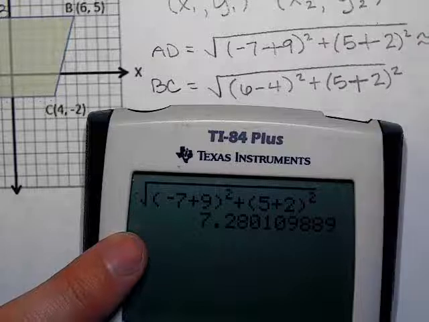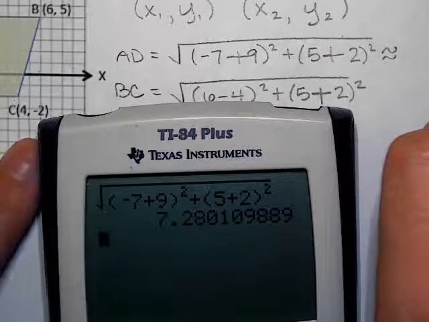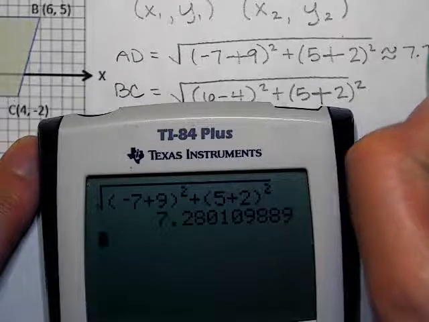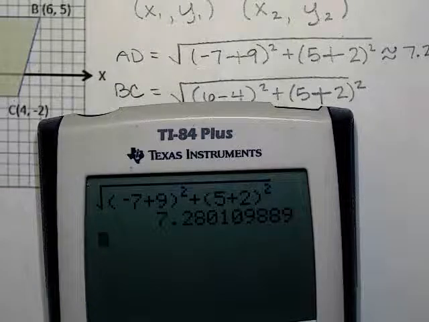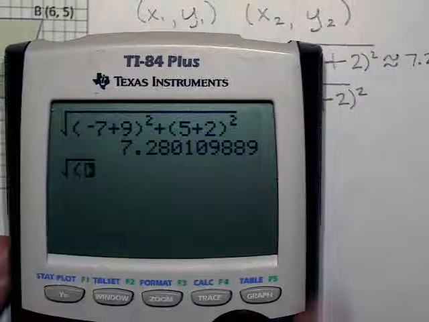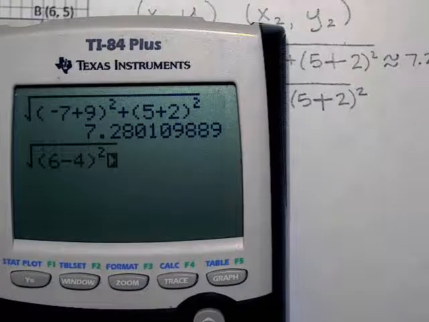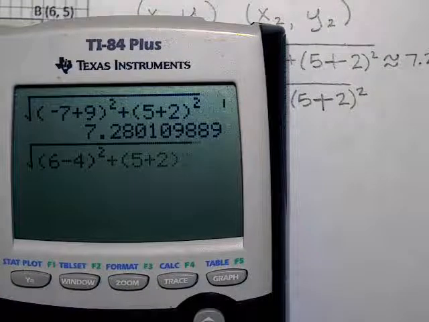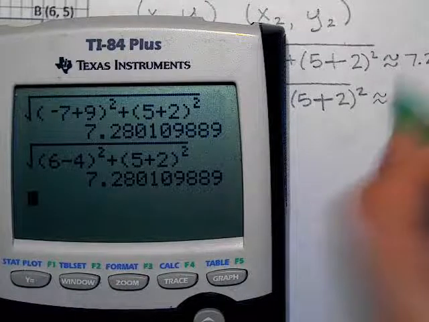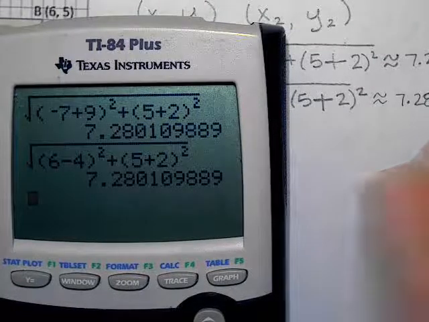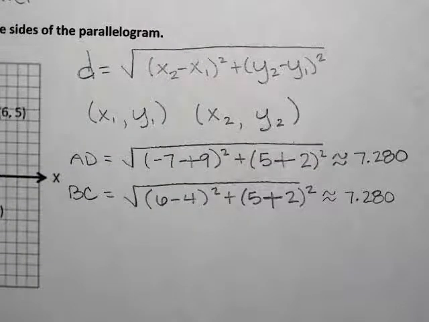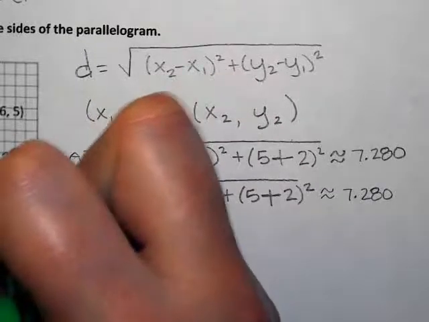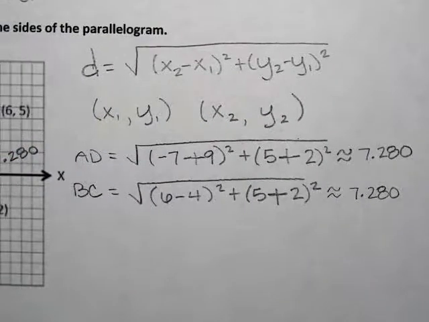Should the other answer be the same or should it be different? Should be the same. We're making sure they're the same. If it's a parallelogram, they should be the same. Should be the same. Yeah. Square root 6 minus 4 squared. 5 plus 2 squared. Whew! Thank goodness. There we go. 7.280.